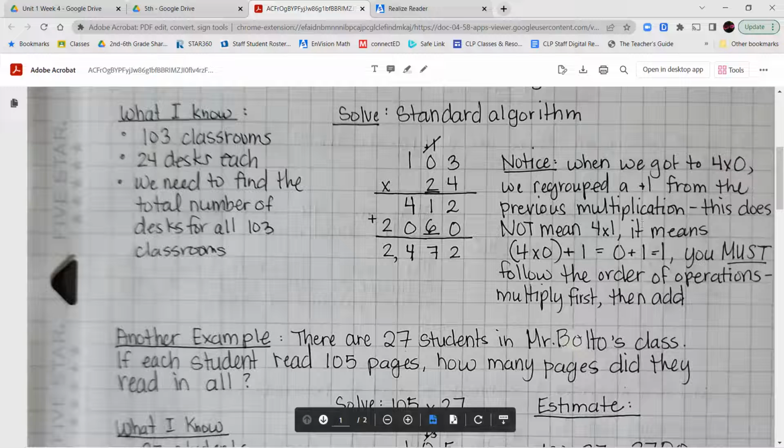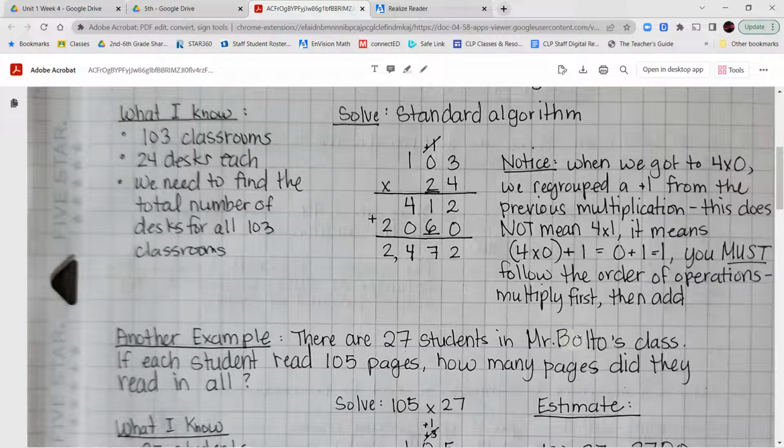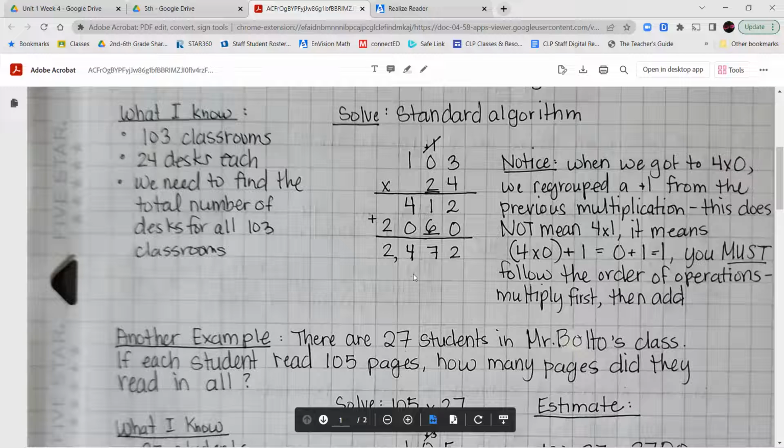Now remember, you must do your work following the order of operations, so following that PEMDAS model. You multiply before you do any adding. So first you have to do the 4 times the 0 and then add the 1.